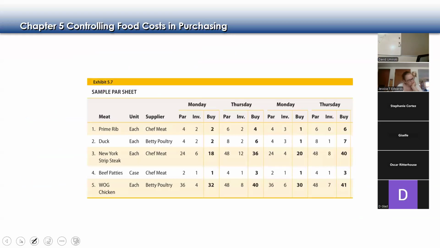So let's look at this duck right here, the second line. Our par is 4. Our inventory, we have 2 in inventory already. So I'm going to subtract that. So I'm actually only going to buy 2. Because when that truck drives away, I want to be up to my par. If I were to order 4, then I'm going to have 6, and then I'm way over par. So we always want to take into account what's in our inventory and subtract that from the par so we don't buy it again.